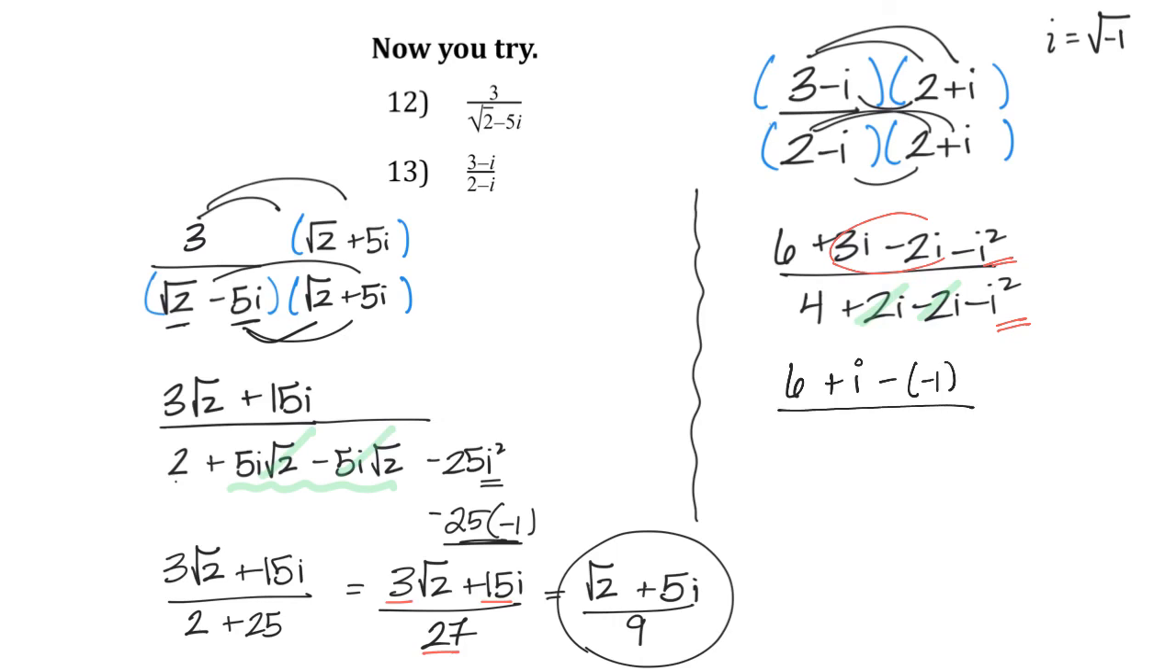So keeping with the numerator, I now have 6 plus i plus 1. So my final form in the numerator then is going to be 7 plus i. In the denominator, these guys dropped, so I have 4 minus i squared. i squared is negative 1, so this is going to be 4 minus a negative 1, and a negative is going to be 4 plus 1, so that's going to leave me with the 5 in the bottom.